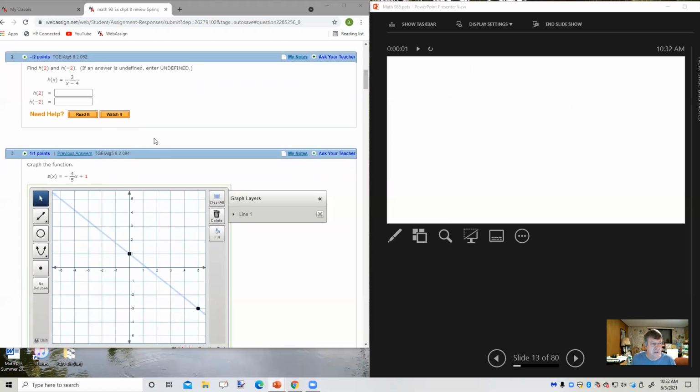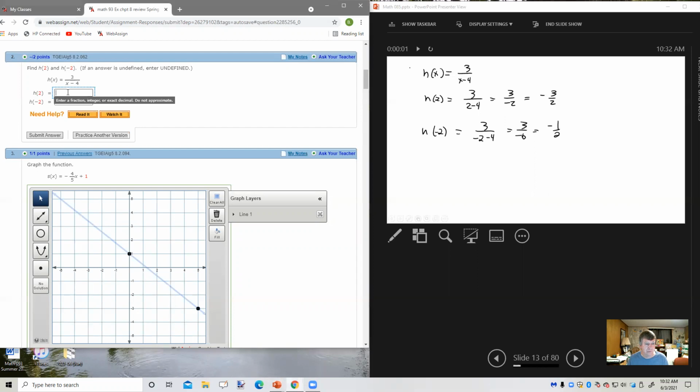Find h of 2 and h of negative 2. So given that h of x equals 3 over x minus 4, h of 2 would be 3 over 2 minus 4, which is 3 over negative 2, which would be negative 3/2. H of negative 2 would be 3 over negative 2 minus 4, which is 3 over negative 6, or negative 1/2, reducing it down. So h of 2 is negative 3/2, and h of negative 2 is negative 1/2.